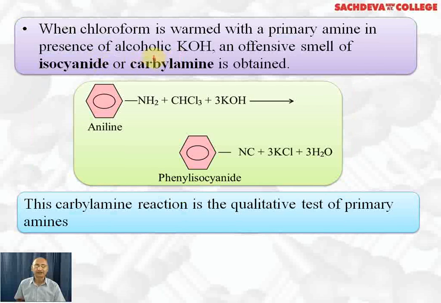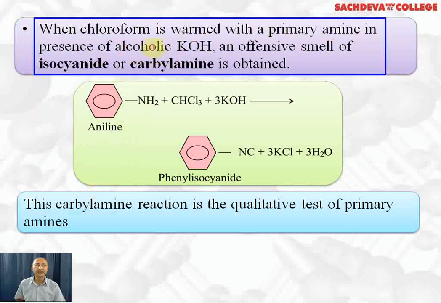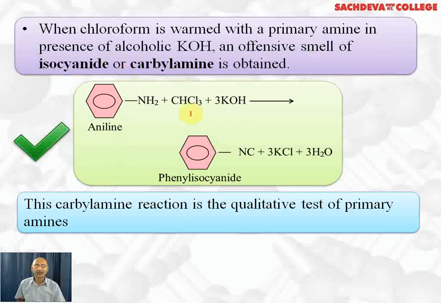Next, we are taking the reaction of chloroform with primary amine. It may be an aliphatic amine or an aromatic amine. When chloroform is warmed with primary amine in the presence of alcoholic KOH, an offensive smelling compound, isocyanide or carbylamine, is obtained. Aniline plus chloroform plus 3 KOH will give you phenyl isocyanide plus 3 KCl plus 3 water. So this phenyl isocyanide is also called phenyl carbylamine, which has an offensive smell by which it can be detected. This is the carbylamine reaction, which is a qualitative test for primary amine, both aliphatic and aromatic.